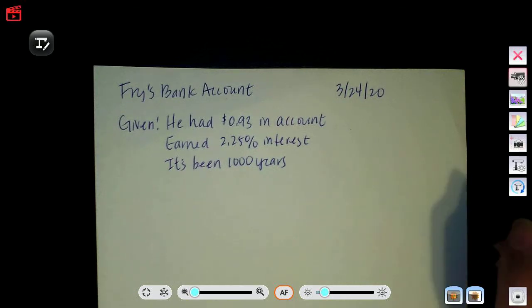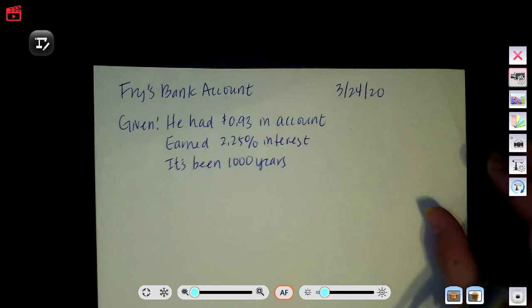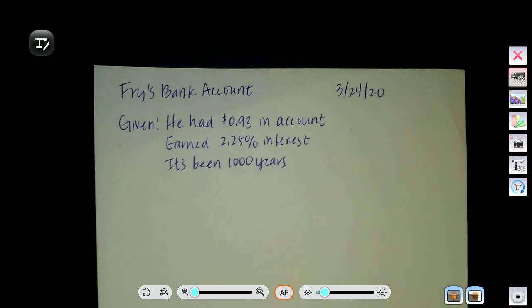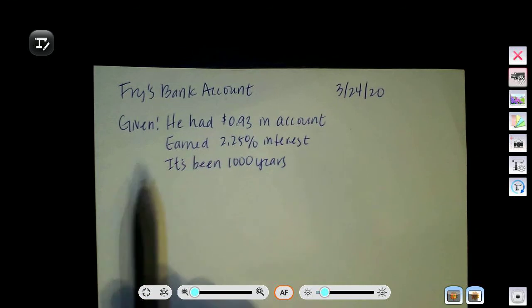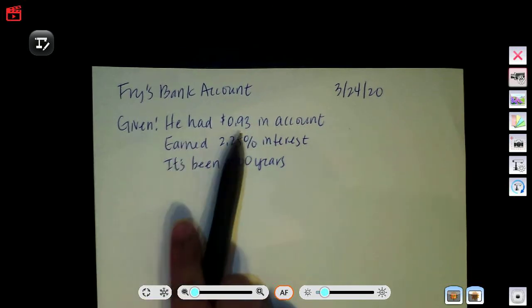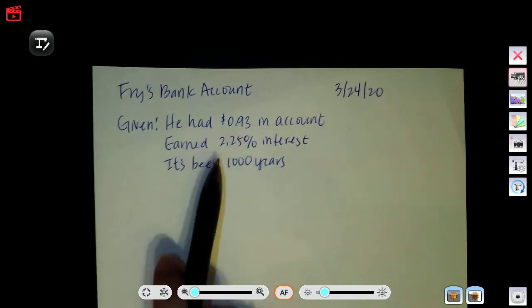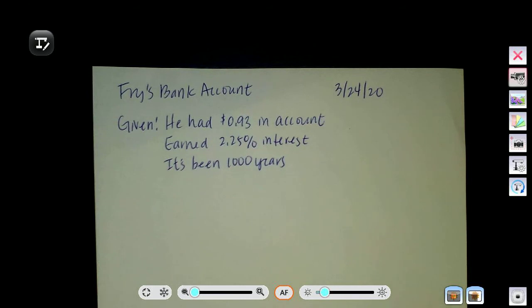Hey guys, I see that you had a little bit of difficulty with Fry's bank account, so I wanted to go over the answers with you. Okay, so what's given to us is that Fry had 93 cents in his account. He earned a 2.25% interest rate, and it's been 1,000 years.